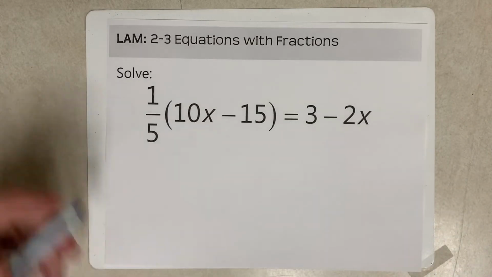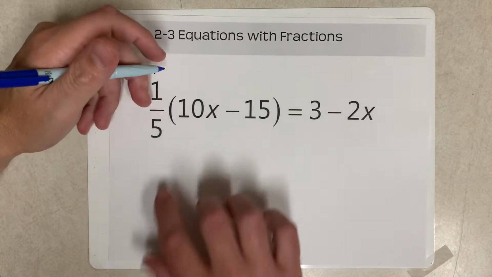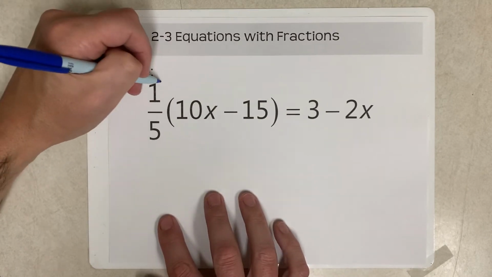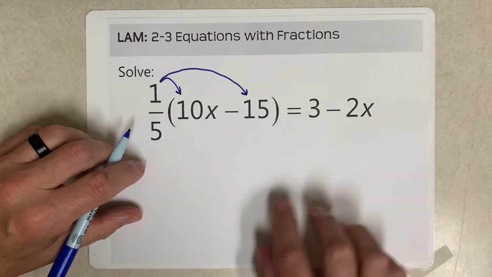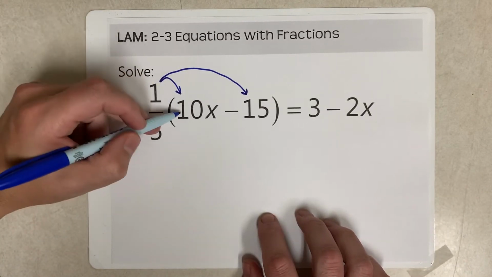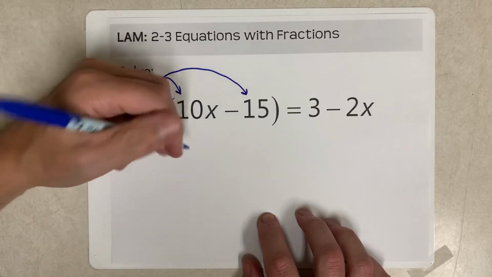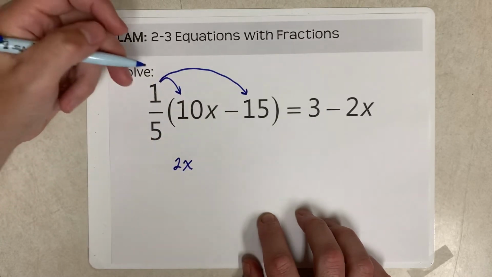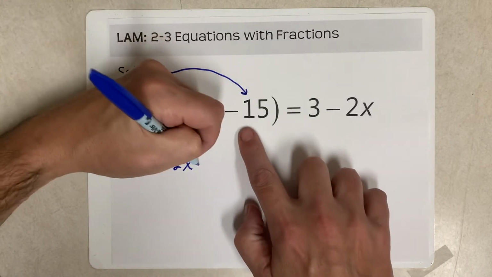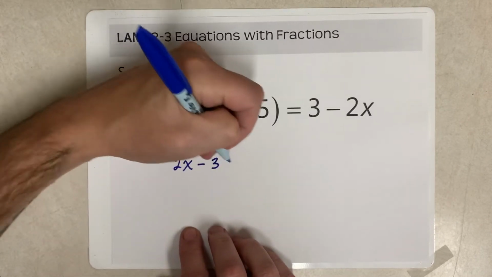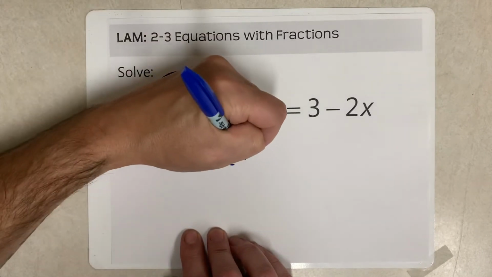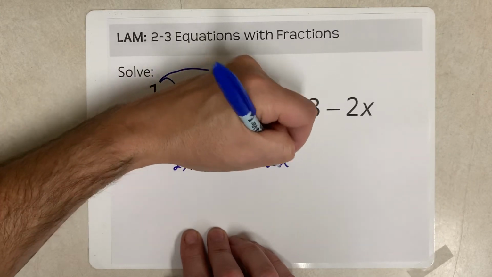Okay, here's another one. Again, we have a fraction times parentheses here. So we're going to distribute. We're going to leave this alone. So 1/5 of 10. 10 times 1 is 10, divided by 5 is 2, 2x. Okay, then minus, 15 times 1 is 15, divided by 5 is 3, still equals 3 minus 2x.